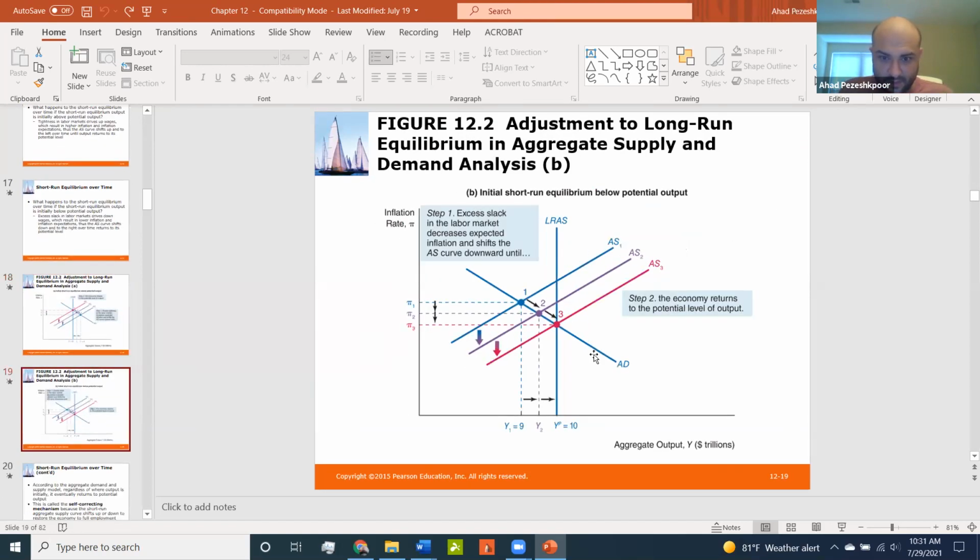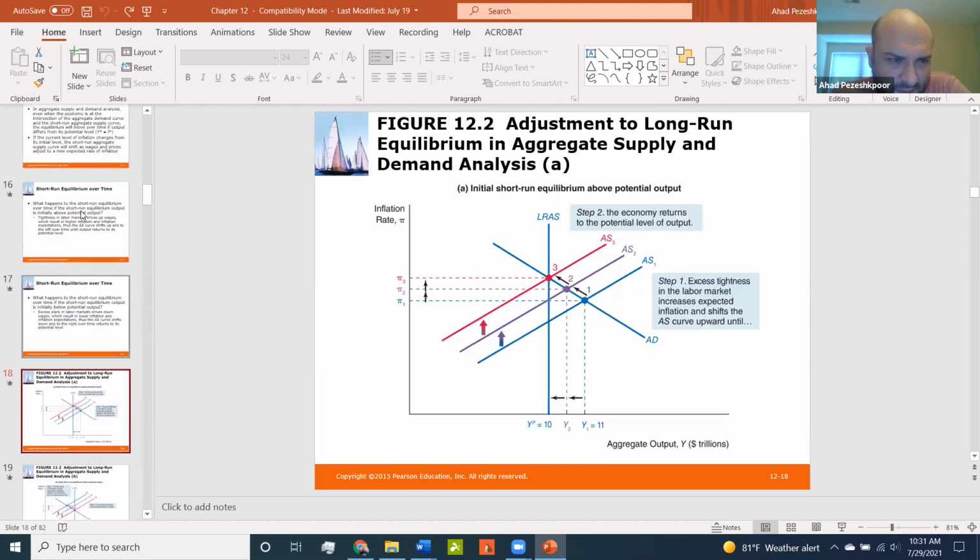Here, this is what's happening right now. Let's first, this should have been here, this slide. Let's see what happens. Now, let's say the economy is overheating.